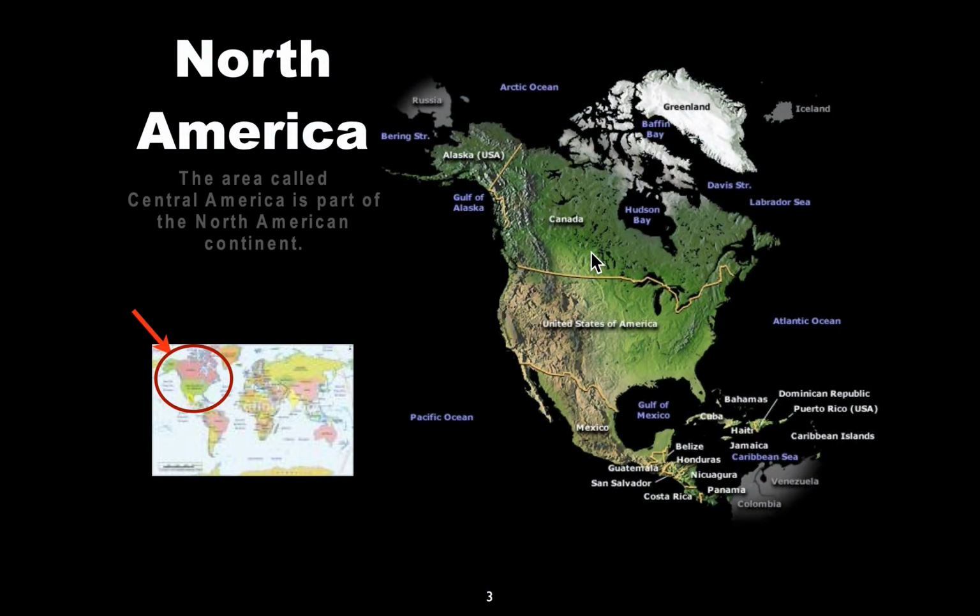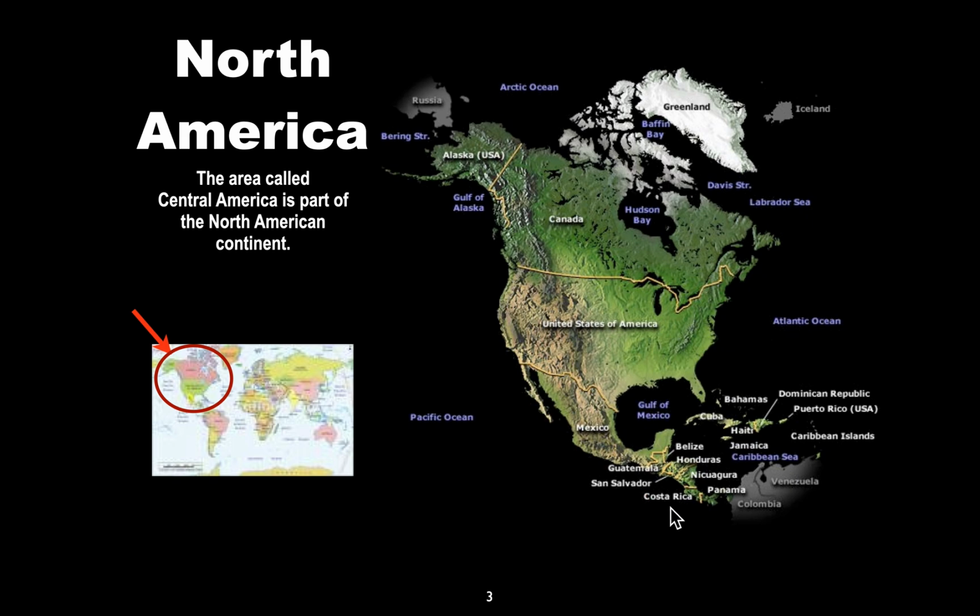To go into a little more detail, you can see how quite large it is. For the United States, our 48 contiguous states are down here, and then we have Alaska up here and Hawaii over here. Also part of North America is Canada and Greenland. But also, this area here is called Central America. It is part of North America. It's not its own land.